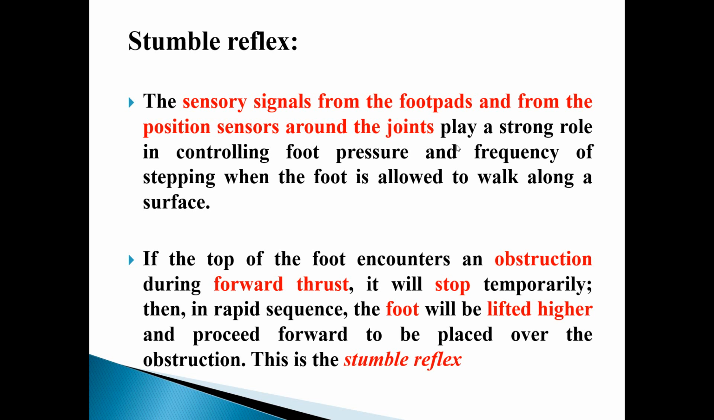What is the stumble reflex? The sensory signals from the foot pads and from the position sensors around the joints play a strong role in controlling foot pressure and frequency of stepping when the foot is allowed to walk along a surface. If the top of the foot encounters an obstruction during forward thrust, it will stop temporarily. Then in rapid sequence, the foot will be lifted higher and proceed forward to be placed over the obstruction. This is the stumble reflex.